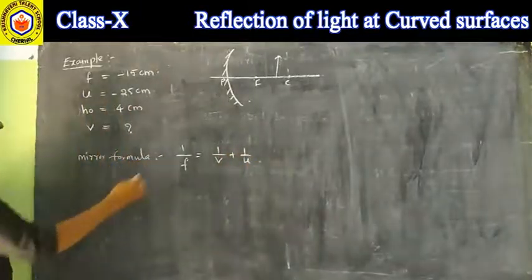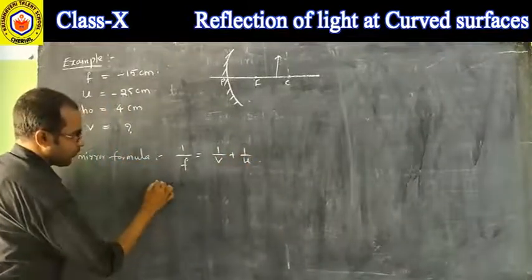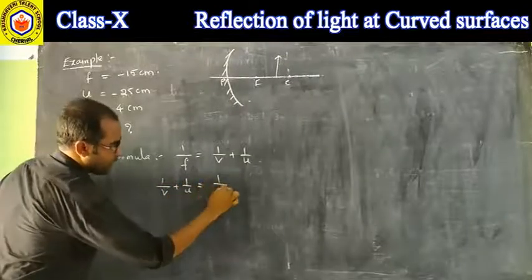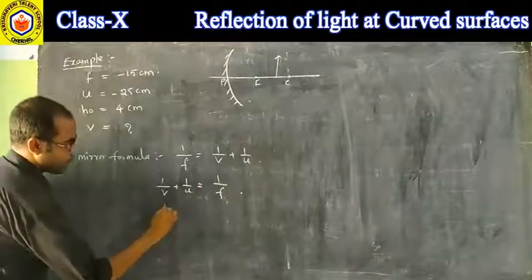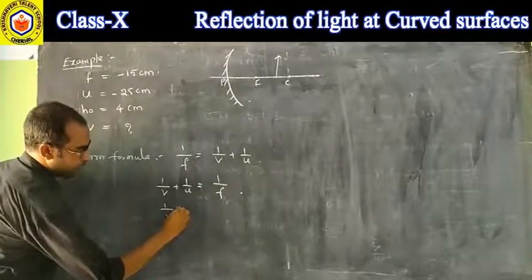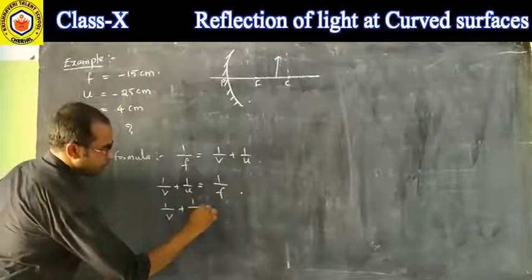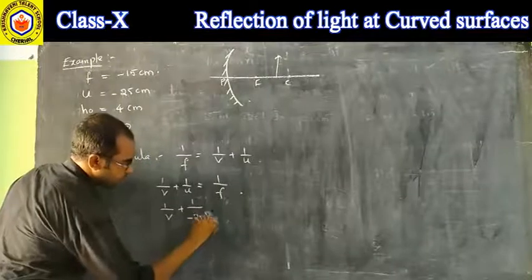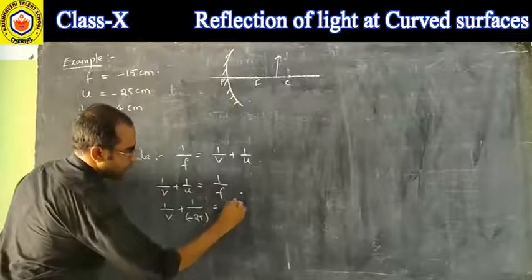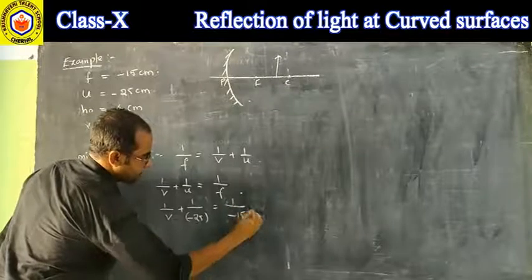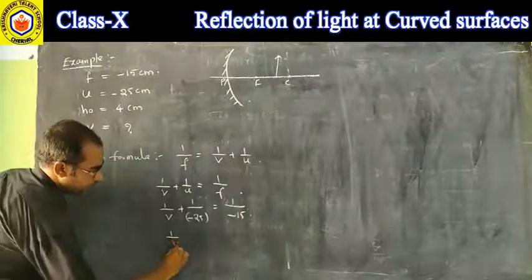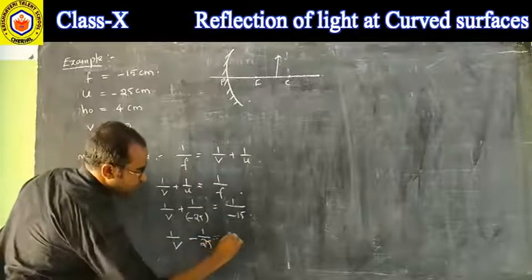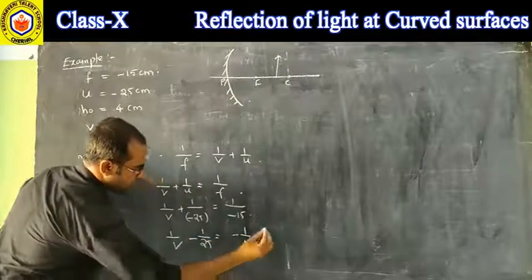Let's substitute these values. Let us write it as 1 by V plus 1 by U equals 1 by F for your convenience. What is 1 by U? The U value is minus 25 centimeters, and 1 by F is minus 1 by 15. So 1 by V minus 1 by 25 equals minus 1 by 15.